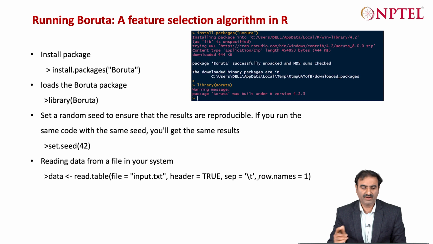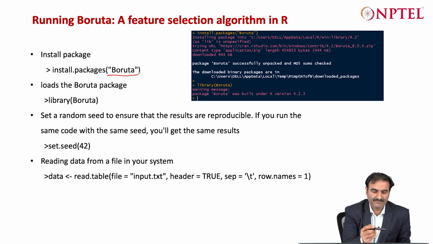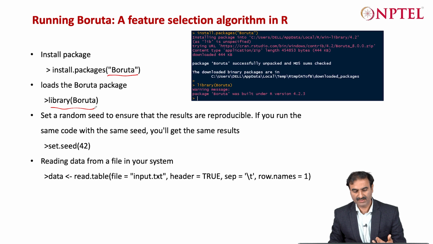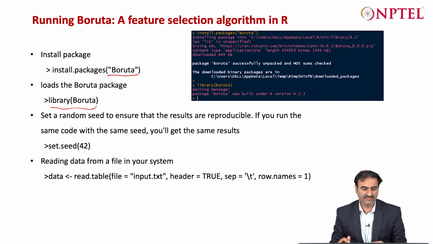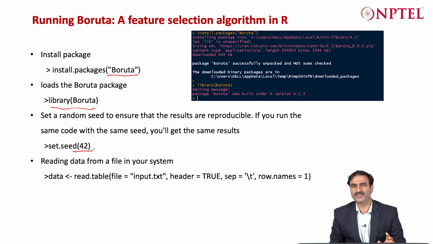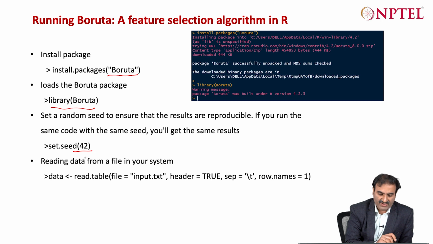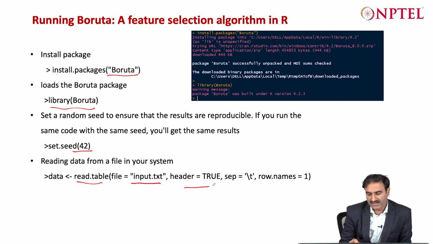So to install, you can directly say install.packages Boruta. Okay, then load the library Boruta. Then when it is doing the calculations, it can start randomly from any of the features. So if you define a seed, for example, a seed number like 42 has been defined. This is generally done so that you get reproducible results every time you run this software on the same data set. Otherwise you may get slightly different or even significantly different results every time. So setting up the seed is a good idea, and that is why you may say set.seed(42). Then read the data from your file in your system, like read.table, the file name was input.txt containing a header, so header equal to TRUE.